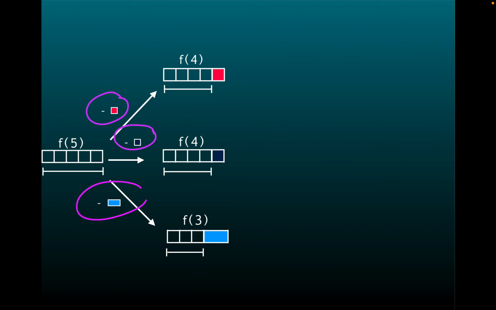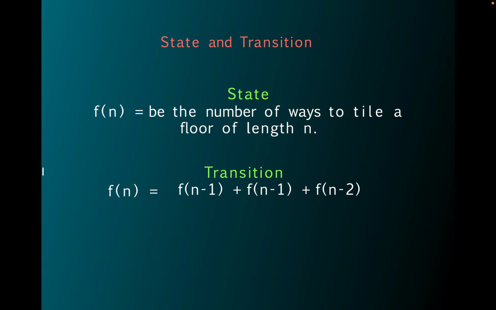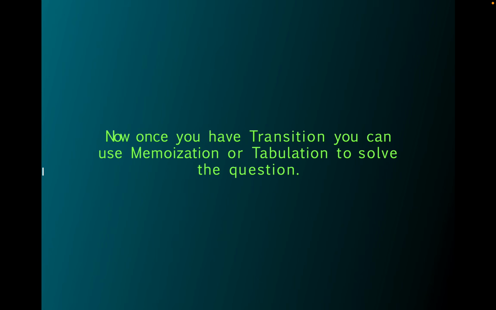It should be kind of clear to you what the transition now will be. The transition now will be n minus 1 plus n minus 1 plus n minus 2. This is for placing a red tile. This is for placing a purple tile. This is for placing a blue tile. And in this also, base cases will not change. We can trim down the transition to this. Now we can use either memoization or tabulation. Memoization simply means recursion here. This means iteration.